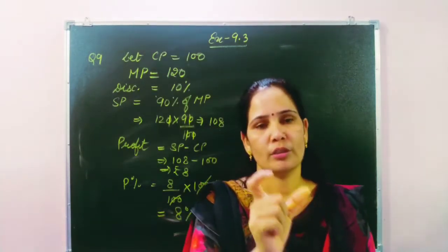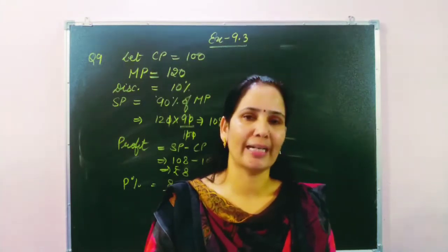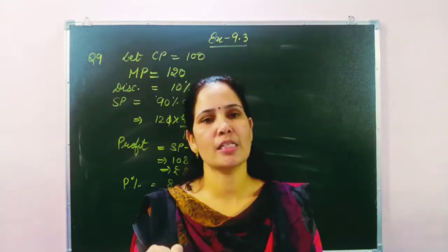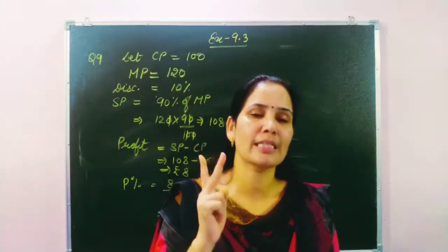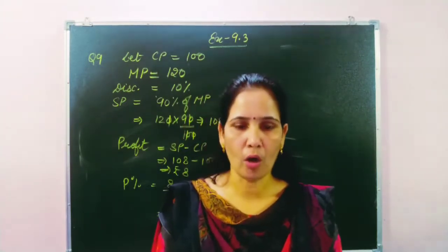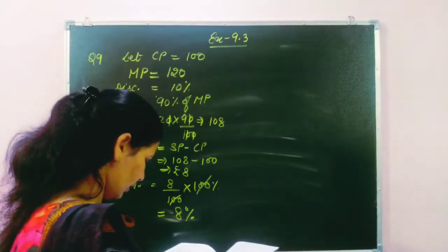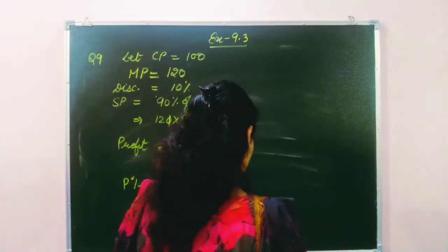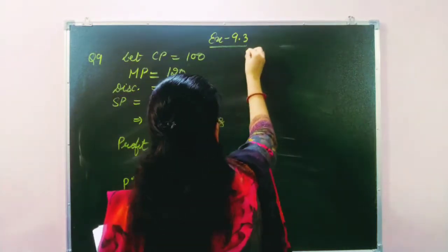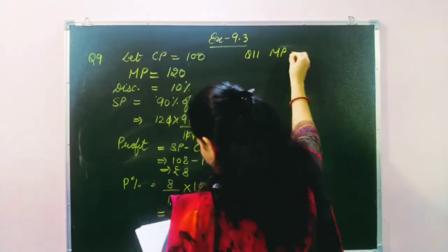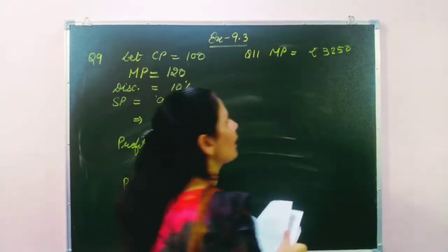First we find the first discount amount and subtract it from the mark price. Then on the amount we get, we again calculate the discount percentage and subtract. After subtracting both discounts, we get the final answer. Let's discuss with this question, question number 11. The mark price of the sari is rupees 3,250.